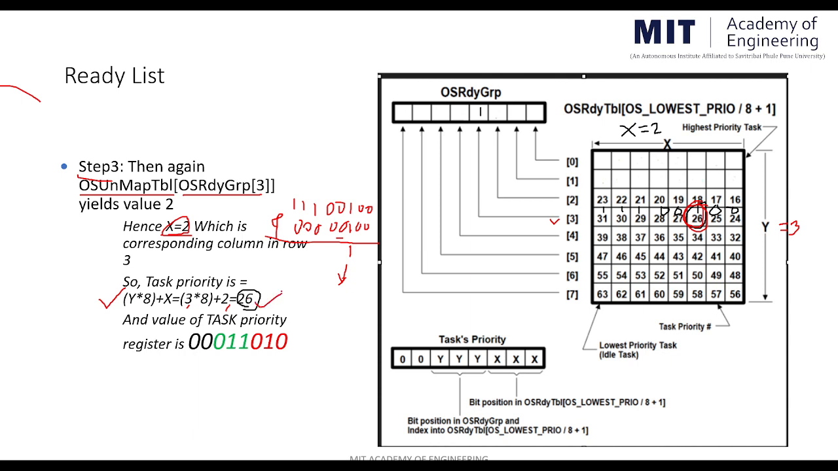In this way, the scheduler calculates the priority of the task which is ready to run, because this table only holds the values 0 and 1. This group is also holding the values 0 and 1. So using this formula, the scheduler has to calculate the actual priority number and decide which priority is ready to run. Last but not least, there is a task priority register which holds the value of x, which is 2 here, and the value of y, which is 3 here. With the help of this, the kernel can put the values in this formula and calculate the priority.